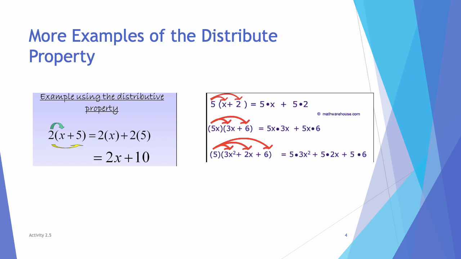Here are two more examples of the distributive property. You can see that you can have more than two terms inside the parentheses, and you can have a number and a variable outside the parentheses, but the process is still the same. You multiply the number outside the parentheses by each term inside the parentheses separately, and then add their products together.